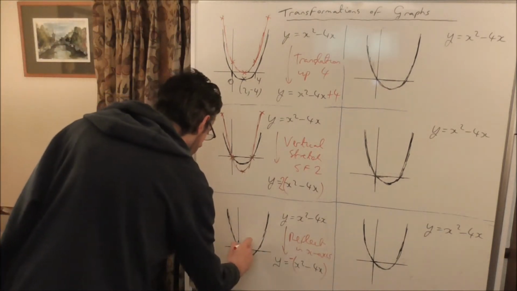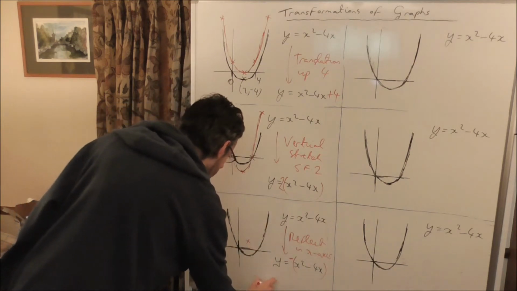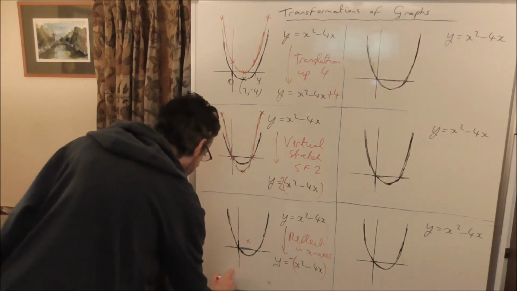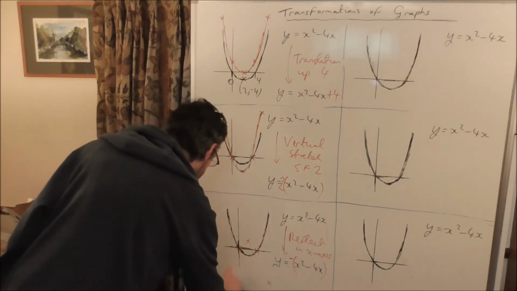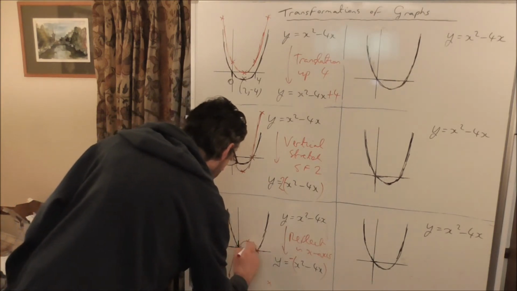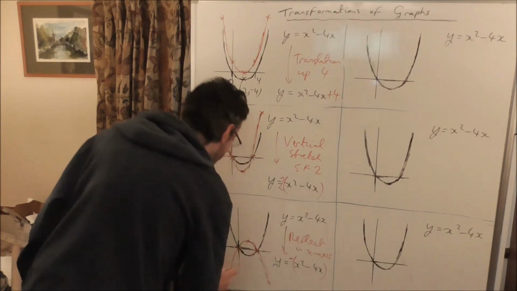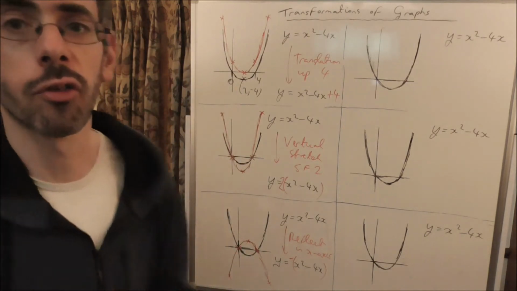So this point moves up here. This point moves down here, reflects in the x-axis. This point moves down here. These points are on the x-axis, so they stay there. So the new graph looks something like that. Just the original graph reflected in the x-axis.